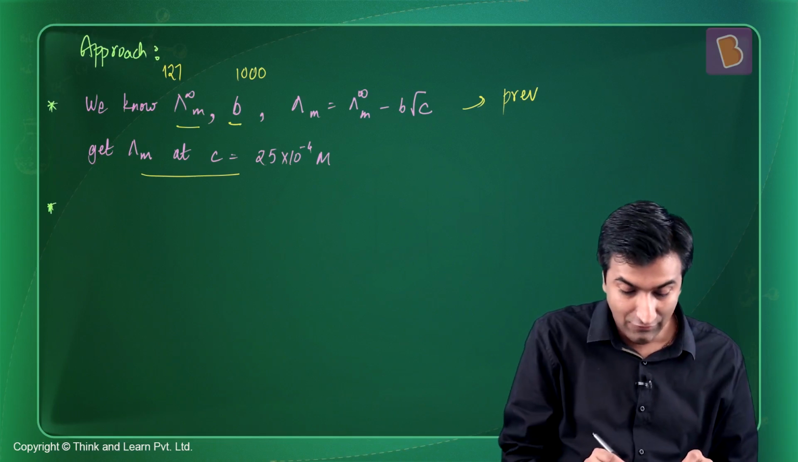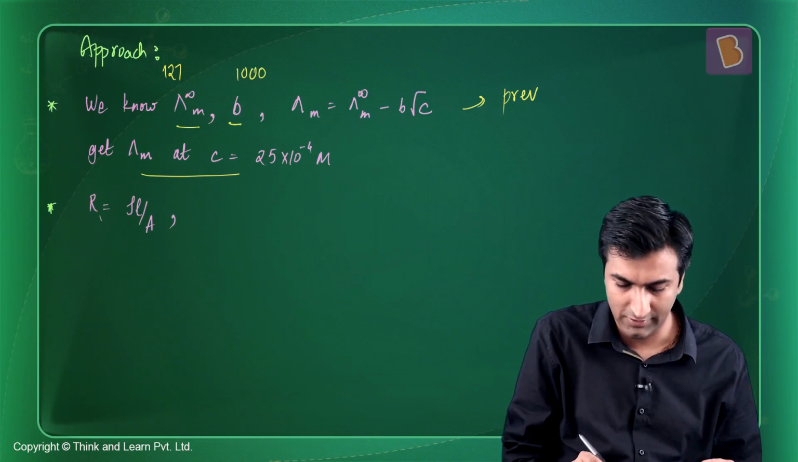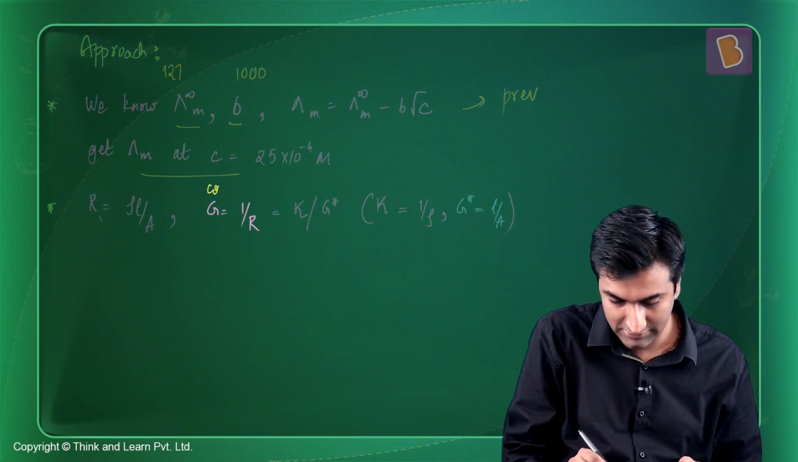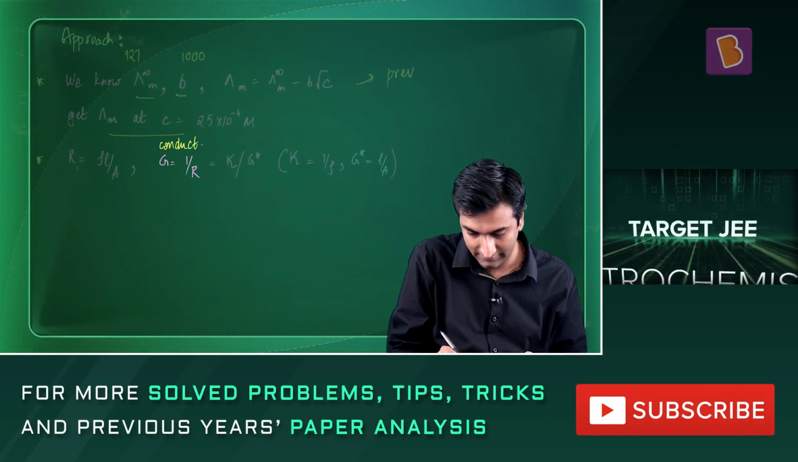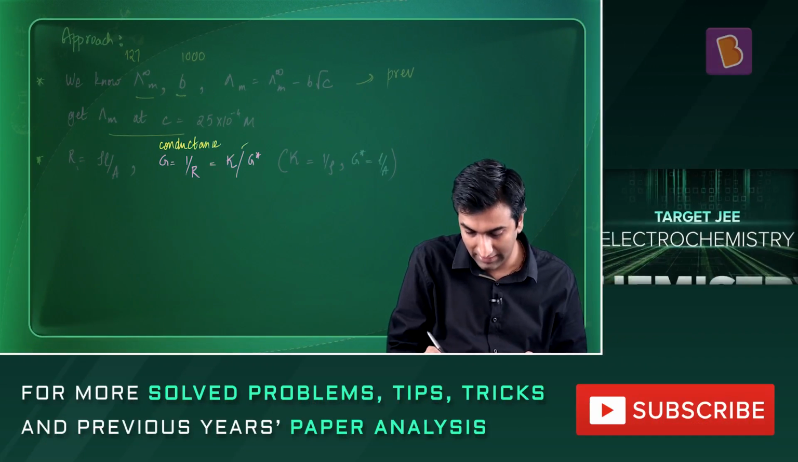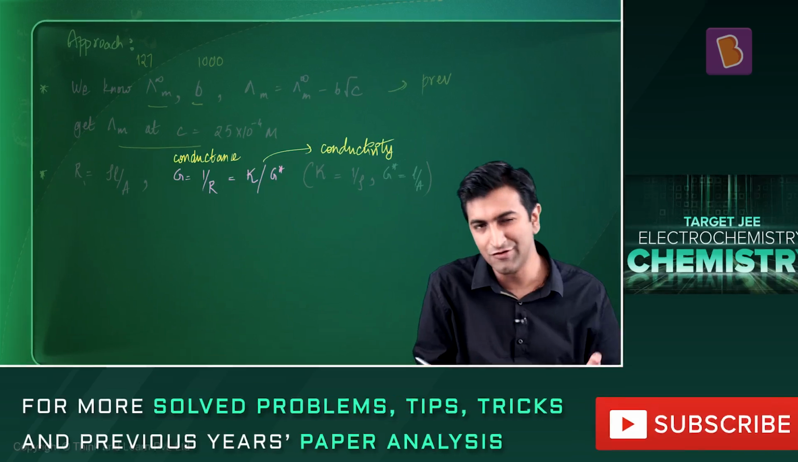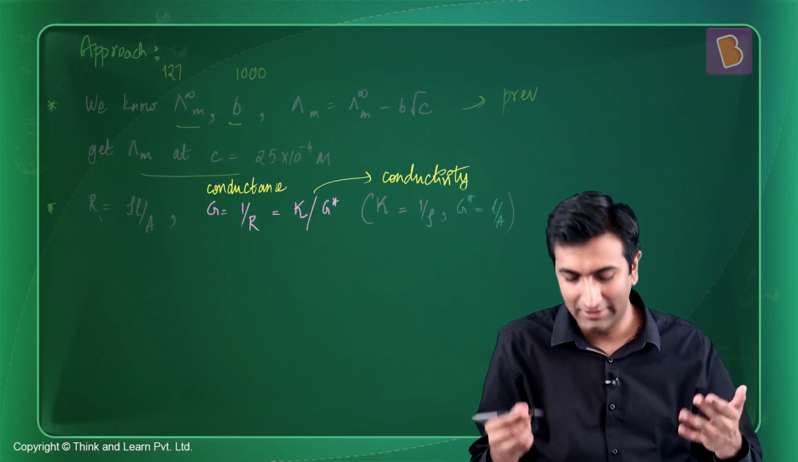After we do that, we can use the basics of what is resistance and what is conductance. G is conductance. From there, you relate it to kappa, which is conductivity. I'm slowing down here because this is important, and this is more of a revision of the theory of the whole ionic conductivity idea.